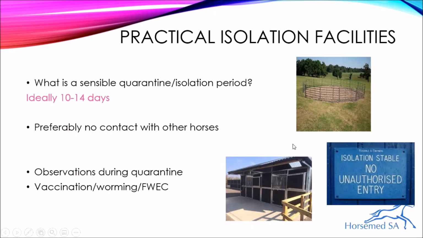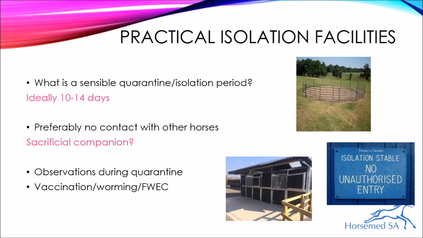Preferably, they'd have no other contact with horses. Now, horses, I know, are herd animals, and if they can't see other horses, they're not very happy. Sometimes I suggest a sacrificial companion. It should be a healthy horse, preferably not one of your competition horses, that you could potentially put in with this horse or next to this horse, at least so they can touch noses to keep the new horse calm, at least would be good.